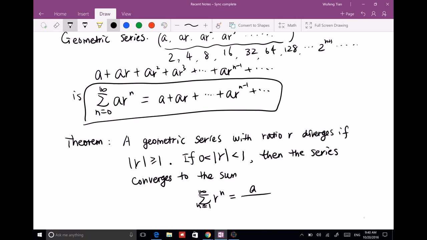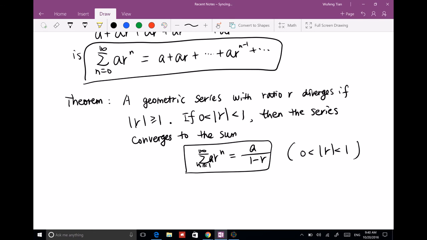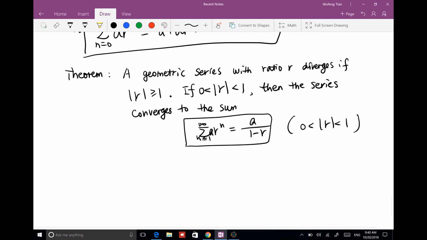Sorry, I missed the A here. So it's A over 1 minus R. If the ratio is less than 1, bigger than 0, then the series converges to A over 1 minus R. Why does this converge to A over 1 minus R?